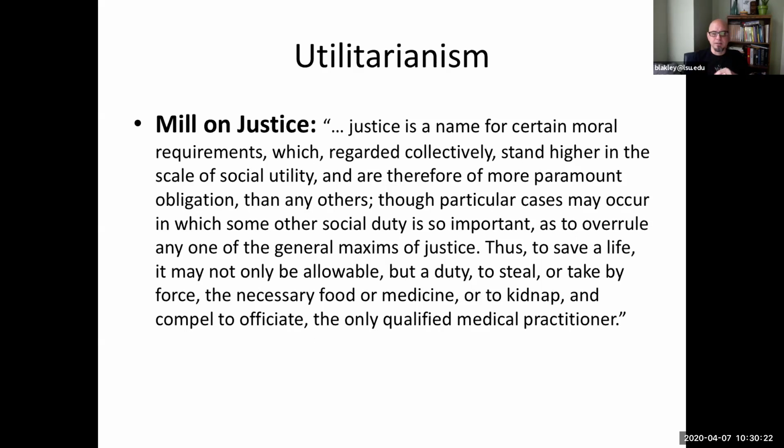So justice then, right, central moral and political ideal. Justice is the name for certain moral requirements, like those rights, which regarded collectively stand higher on the scale of social utility and are therefore of more paramount obligation than any others, though particular cases may occur in which some other social duty is so important as to overrule any one of the general maxims of justice. Thus, to save a life, it may not only be allowable, but a duty to steal or take by force the necessary food or medicine, or to kidnap and compel the only qualified medical practitioner.